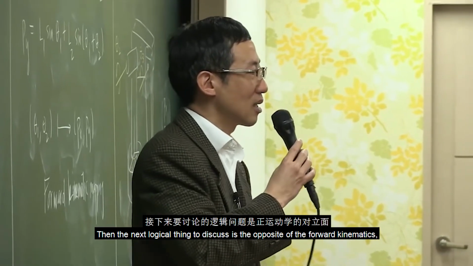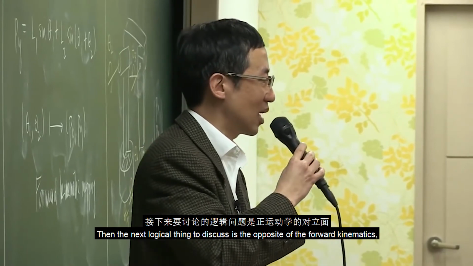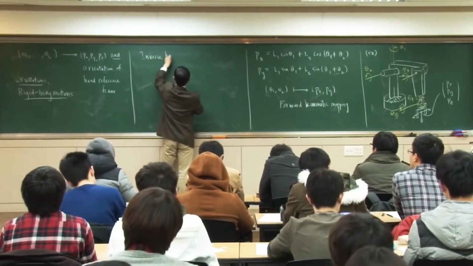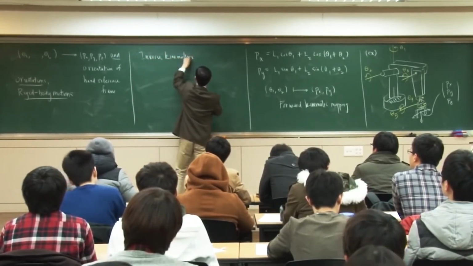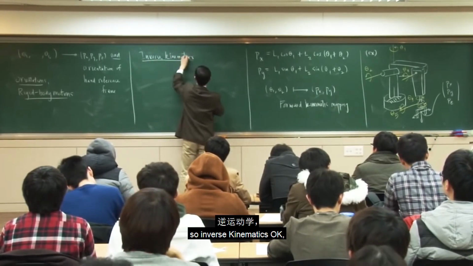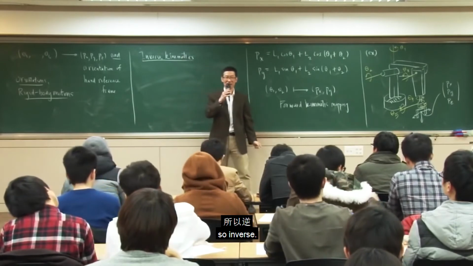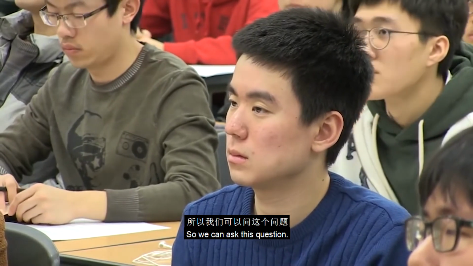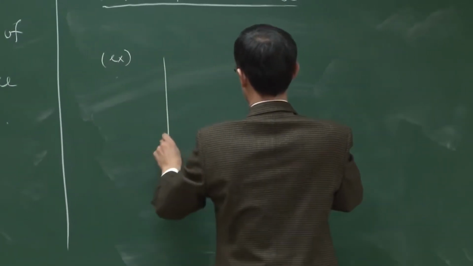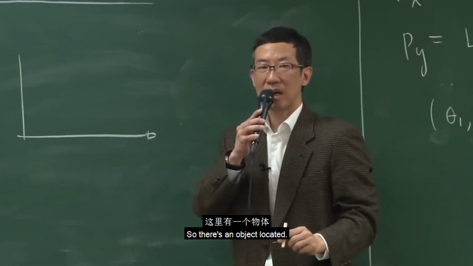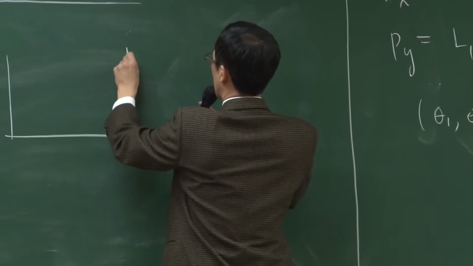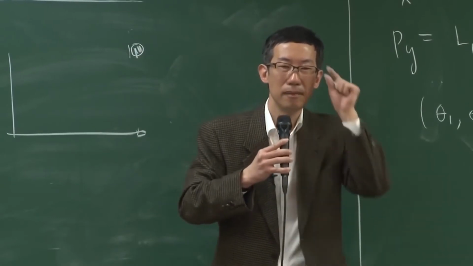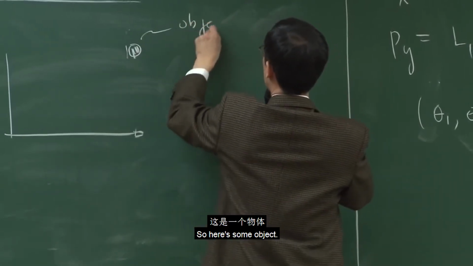Then the next logical thing to discuss is the opposite of the forward kinematics, or the inverse kinematics. So inverse kinematics is, as I said, the opposite of the forward kinematics. So we can ask this question. There's an object located here. I want the robot to pick it up. So here's some object.